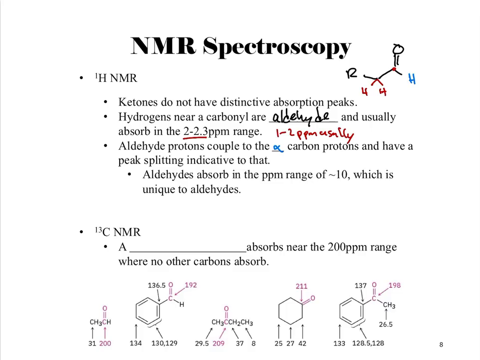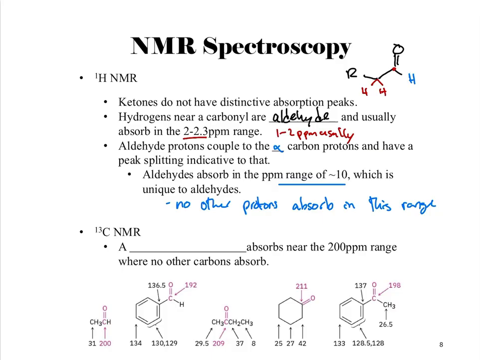And so this is going to absorb in the ppm range of about 10, and this is unique to aldehydes, right? So no other protons absorb in this range. And since no other protons absorb in this range, if you see a ppm peak around 10, and if you were to integrate this, that signal will give you an integration of 1. That is your aldehyde proton. So that's going to be indicative of an aldehyde.